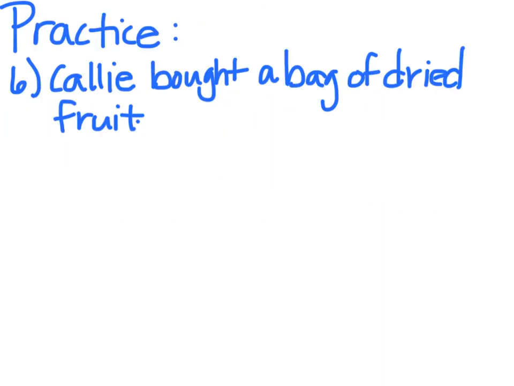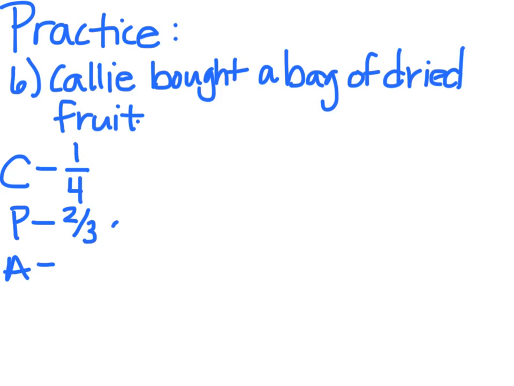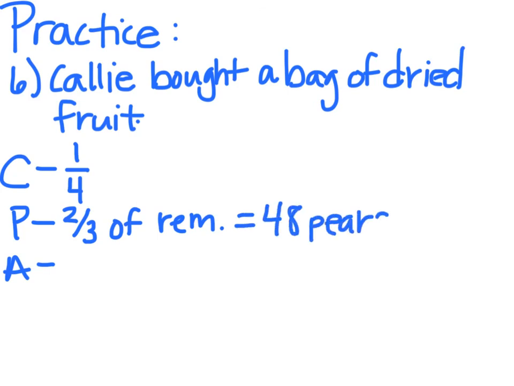And here's your final problem for today. Callie bought a bag of dried fruit. The bag contains cherries, pears, and apples. In the bag, 1/4 of the dried fruit is cherries, and 2/3 of the remainder is pears. There are 48 pear pieces. How many pieces of fruit are apples?